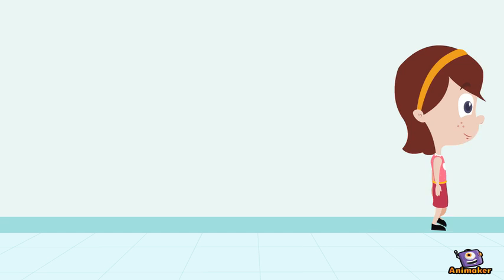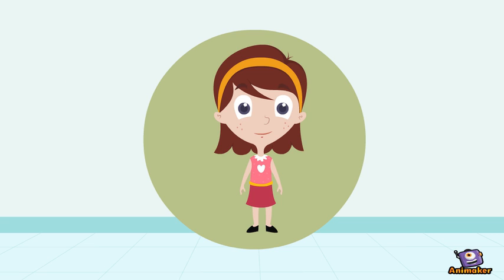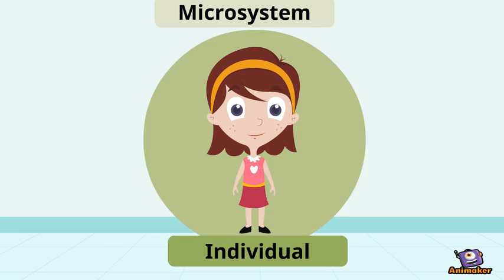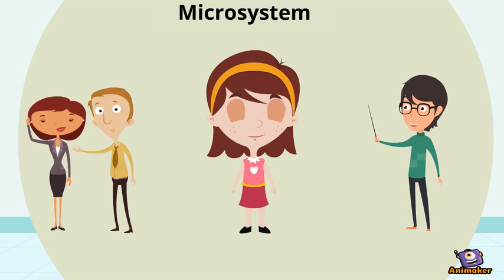The first level is called individual and looks at the individual of focus, the child, with aspects unique to them being discussed, such as gender, sex, age, ethnic background, etc. The second level is called the microsystem and looks at the individuals who interact directly with the child, such as their parents, peers, teachers, etc.